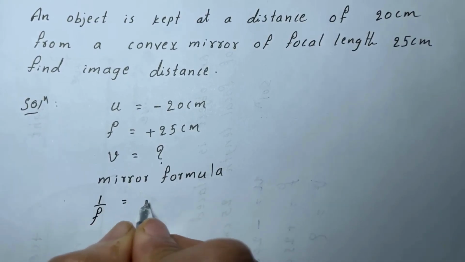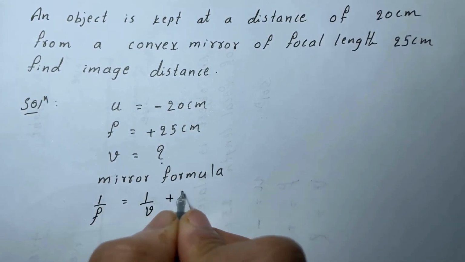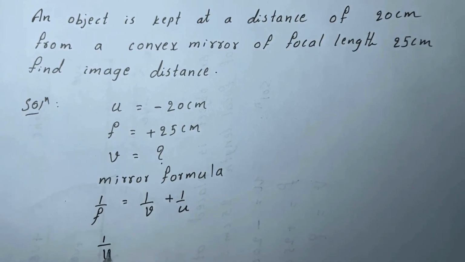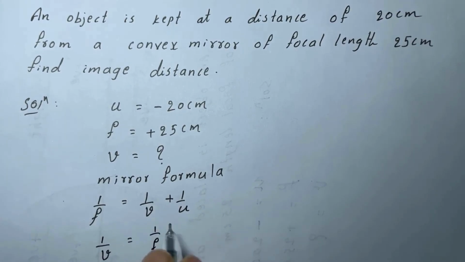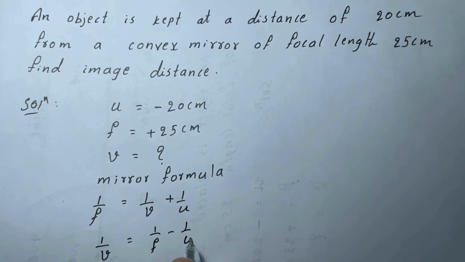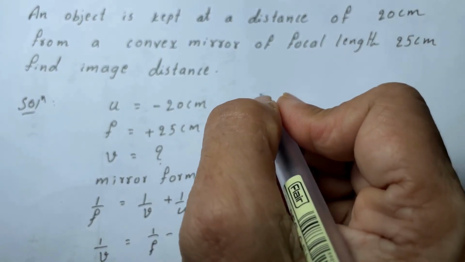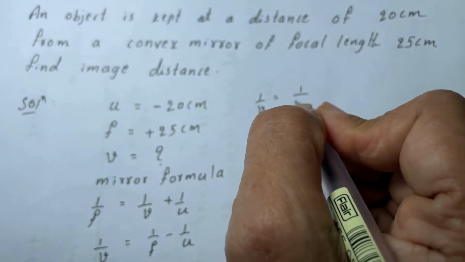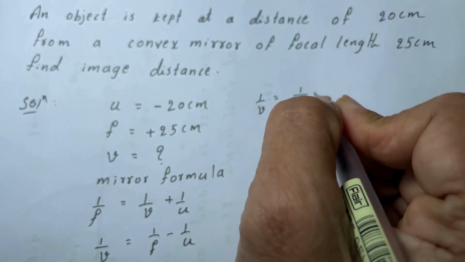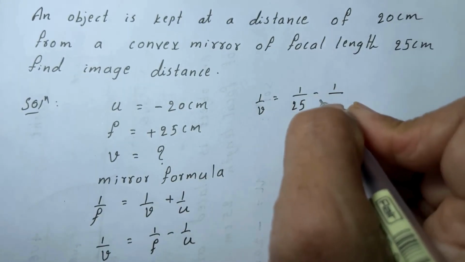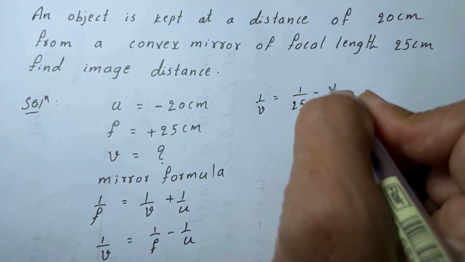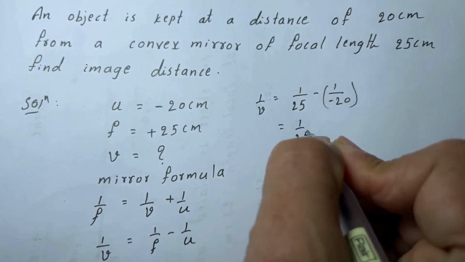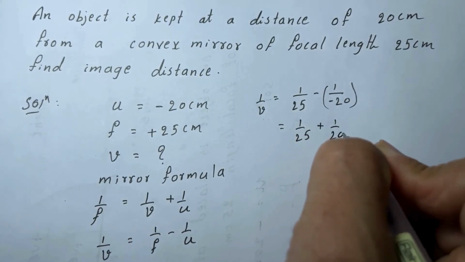1 by F is equals to 1 by V plus 1 by U. We had to find out the V. So, 1 by V is equals to 1 by F minus 1 by U. So, 1 by V is equals to, substitute given values, 1 by F is plus 25 minus 1 by U is minus 20, minus of minus, that is plus 1 by 25 plus 1 by 20.